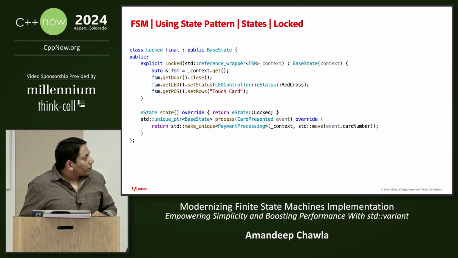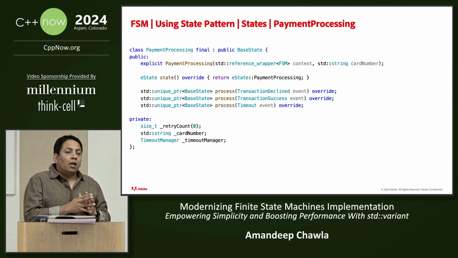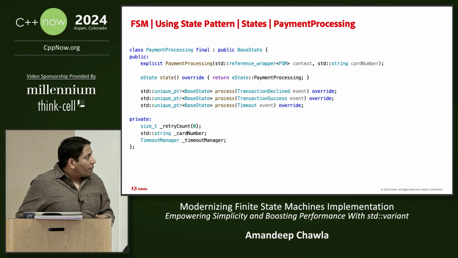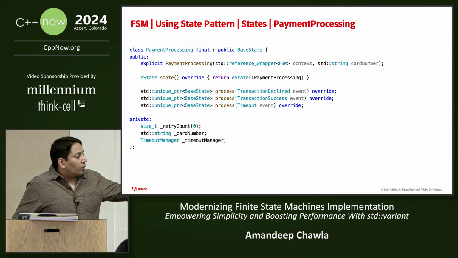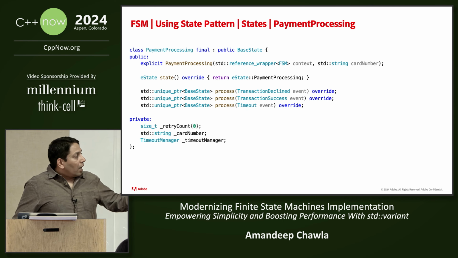Similarly, payment processing. This is a little bit complex, as you have seen. First thing is it handles 3 events. And then based on the timeout, it responds differently. But this is how the state looks like. Now, read-write count is part of this state, not part of the top level class. Card number is part of this thing. And it has a timeout manager. It deals with the timeout.